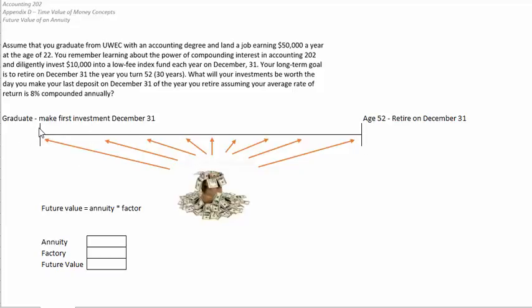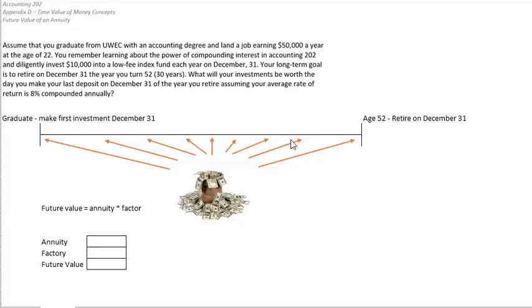We're going to assume you're 22 when you graduate, and you make a $10,000 payment on December 31st of the year that you graduate. And then you are very diligent. You make a $10,000 annual deposit into a low fee index fund, which is an investment fund, every single year. You don't miss any payments all the way until the year you turn age 52. You make your last payment deposit on December 31st, right out here.